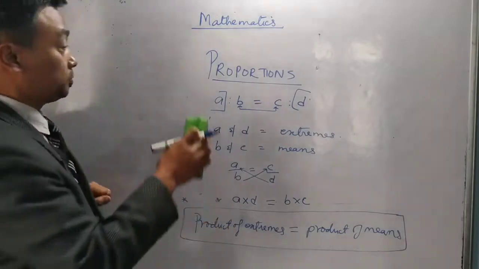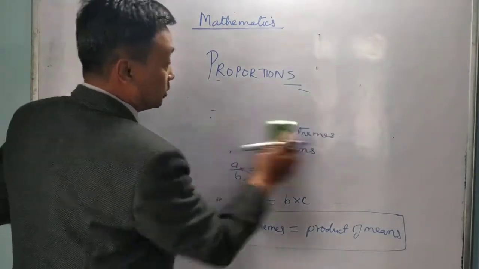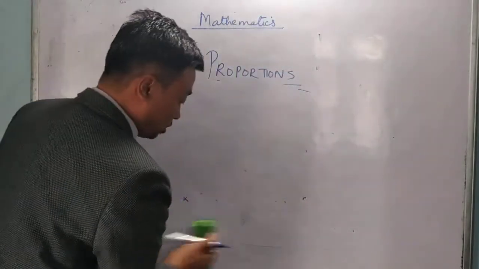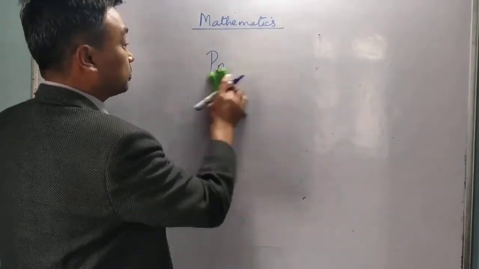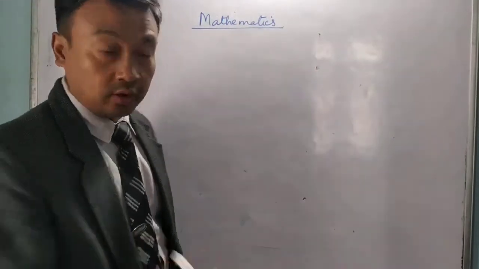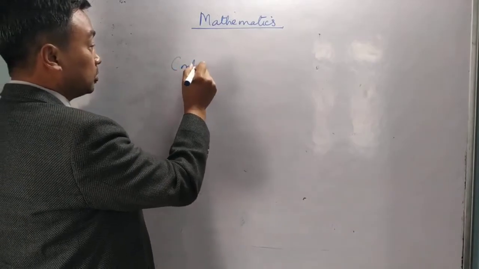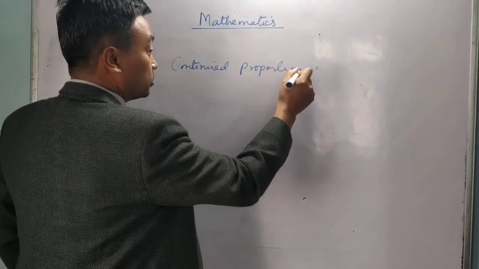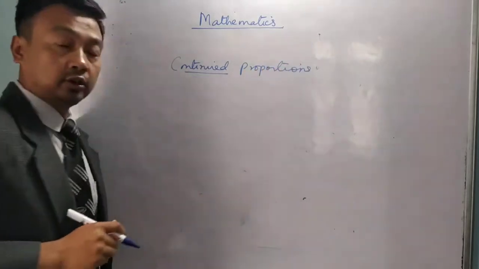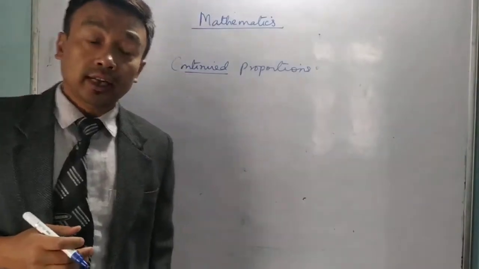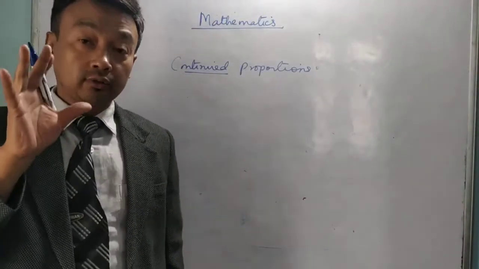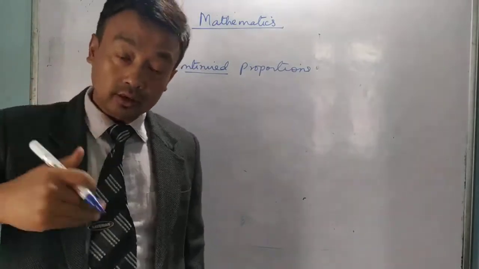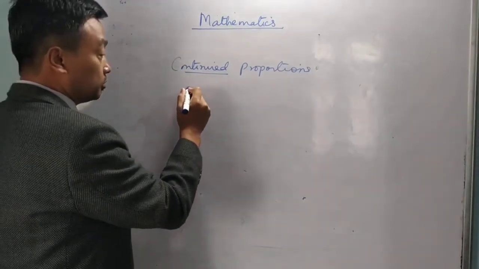Now we will continue to another type of proportion, which is called the continued proportion. So let us see this continued proportions. Here the word continued is added as a prefix. That means in this case you are not going to have four terms, but you are going to have only three terms, and one of the terms will be continued. So here we have only three terms.